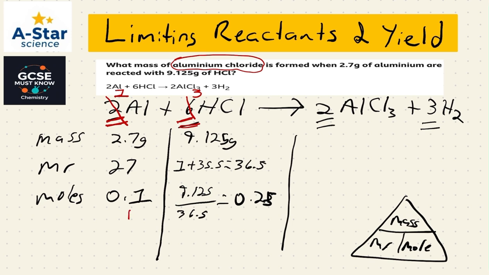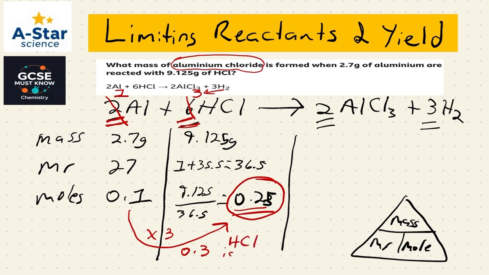So that means this will need to be times 3 for it to react. We should have 3 times as much hydrochloric acid in moles as we do aluminum. And that would be 0.3. And of course, we can see that we do not have 0.3. Instead, we have 0.25. That means that hydrochloric acid is the limiting reactant, the limiting reagent.